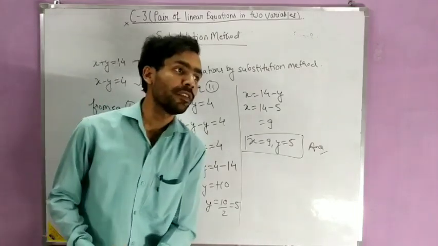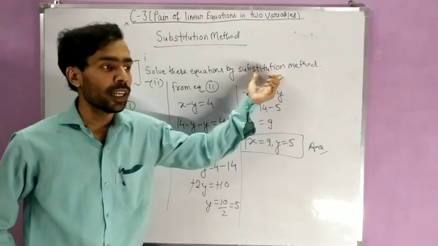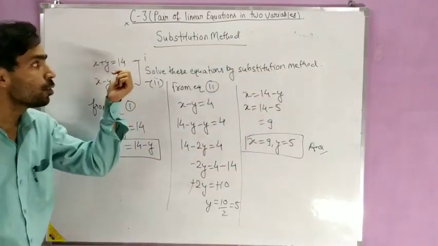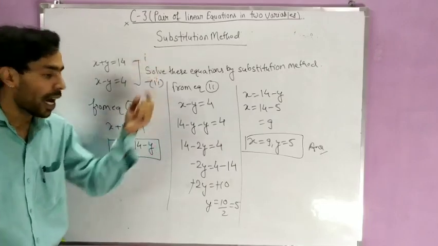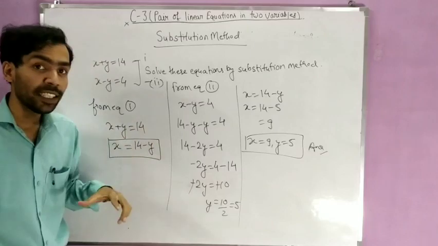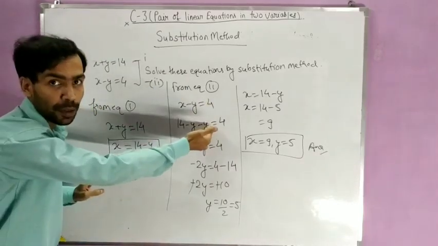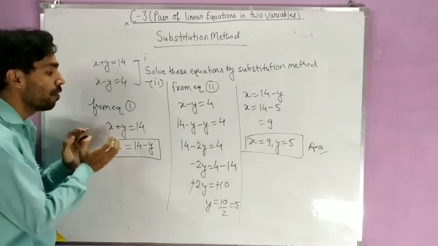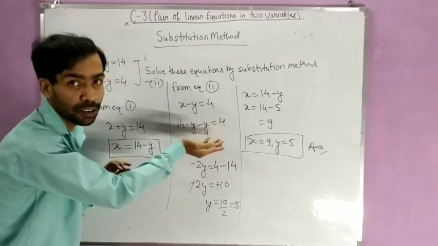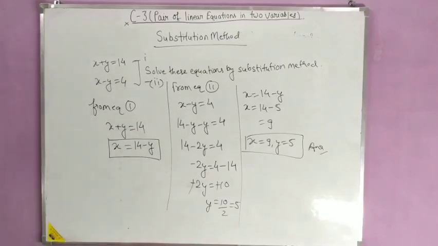Now most students will think, sir, why is it called the substitution method? So students, see, when I took equation number one, I got the value of x in terms of y. So what I did, I put this value in the other equation, which means I have substituted the value of one variable in the other equation. That's why this method is known as the substitution method.